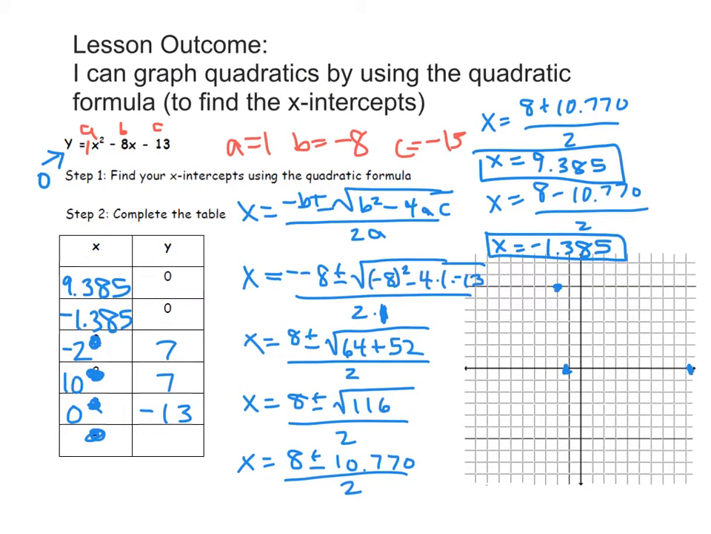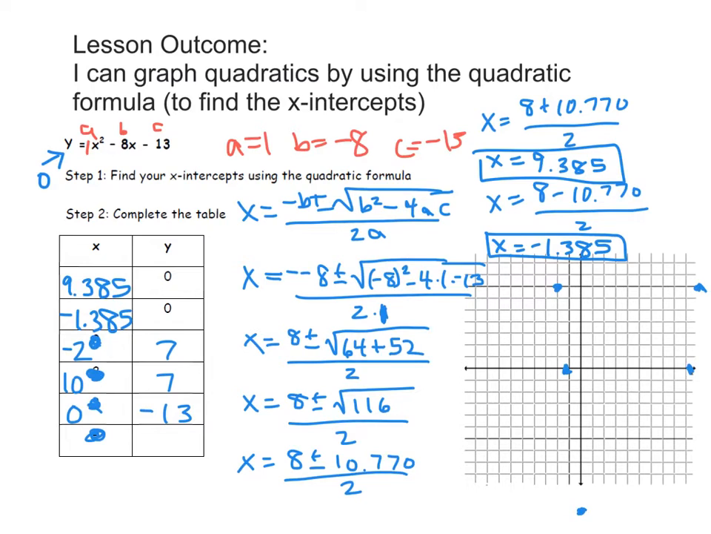And then we have 10, 7 as well. So way over here on the right, 10, 7 will be this point right here. And then 0, -13. Again, this will be a little bit off the graph. 0, -13 will be somewhere right down in here.